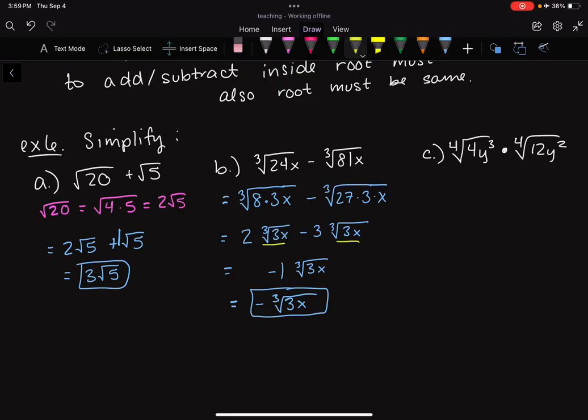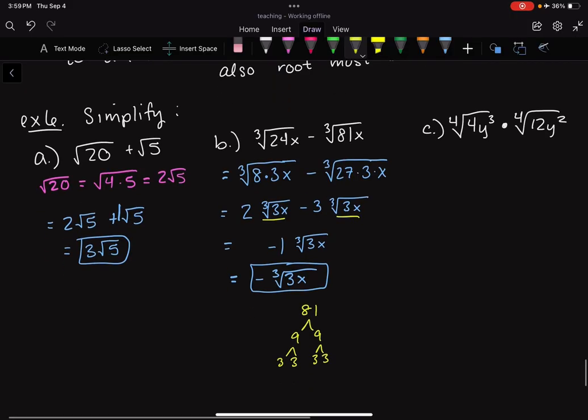Now, if the numbers are hard to reduce for you, let's say with 81, that was really difficult to get to 27 and 3. 81 is 9 and 9. 9 is 3 and 3. So I can also write this as, instead of the cubed root of 81, I can say the cubed root of 3 times 3 times 3 times 3. Since you have a group of 3, you could take it out. So you're left with 3 root 3.